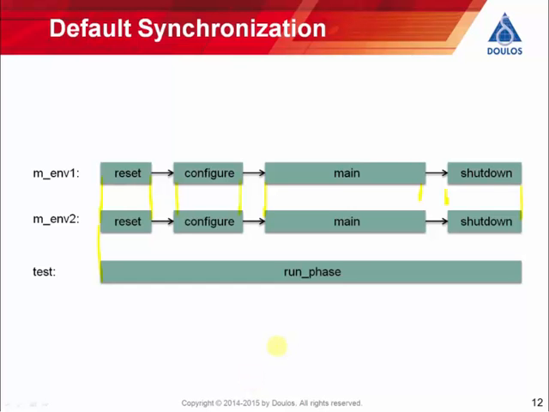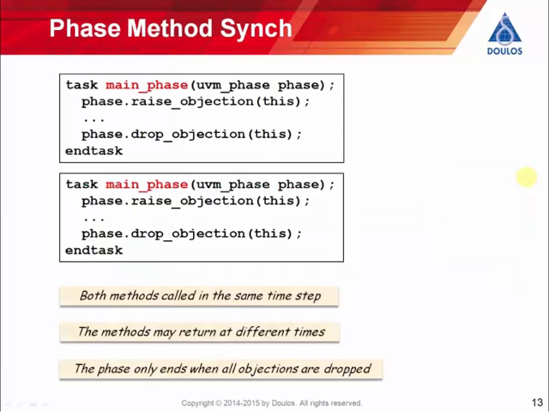So you might be sensing a snag here when it comes to what it means for all these phases to end at the same time. How do you know that the run phase method will actually end at the same time as the shutdown phase? Well, you don't quite. Let's take a close look at it. Suppose we've got a couple of runtime phase methods that are synchronized with one another. Well, what this means is that both methods are called in the same time step. So this main phase task and this main phase task will be called in exactly the same simulation time step, and then they just do whatever they do.